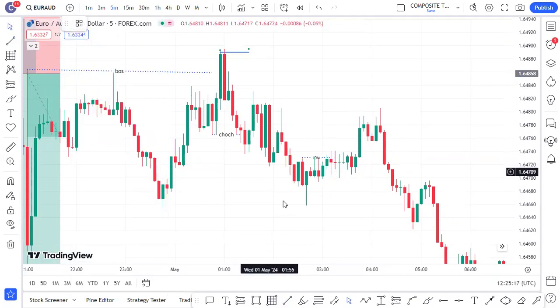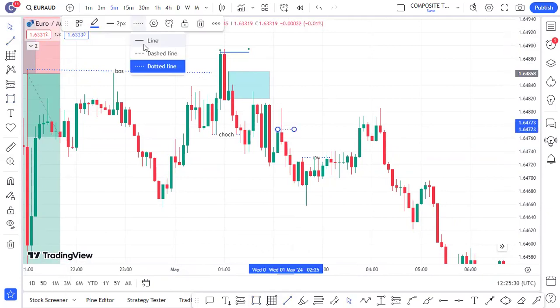And where was it supposed to be taken out? If you look up here, everything has been mitigated, all right? Everything has been mitigated. So which is the correct order block to use? This is the order block that we have here, all right? This is the order block that we have here.